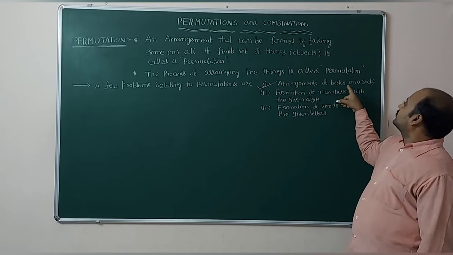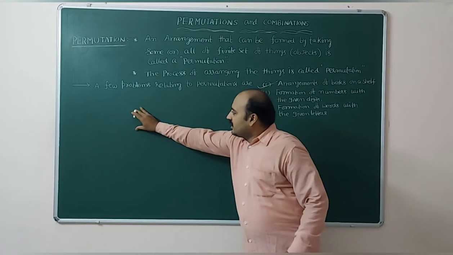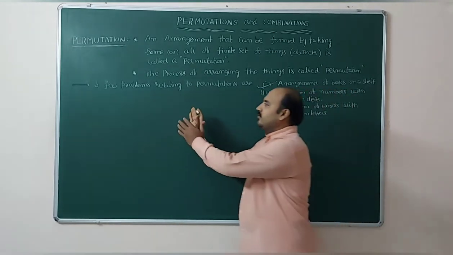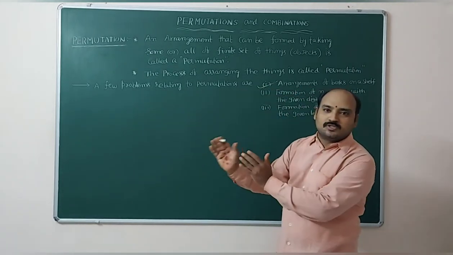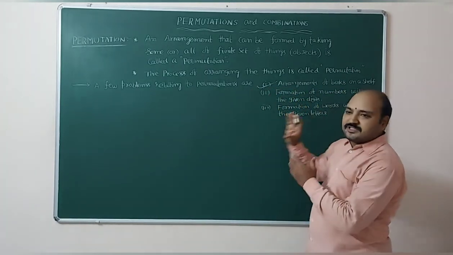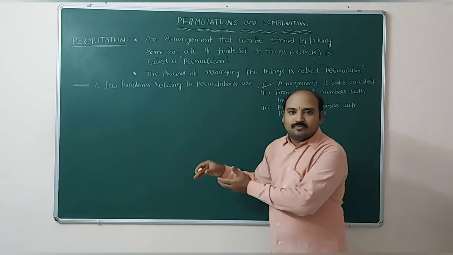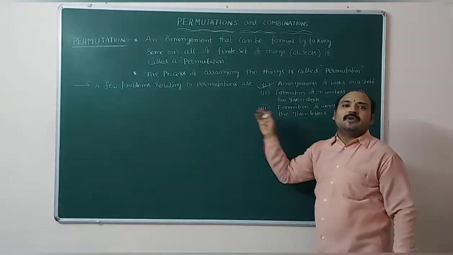A few problems related to permutations are, the first one, arrangements of books on a shelf. On a bookshelf, all the mathematics books are arranged in one place, all physics books are arranged on another shelf, and all chemistry books are arranged on another row. This is the way we can use permutations.